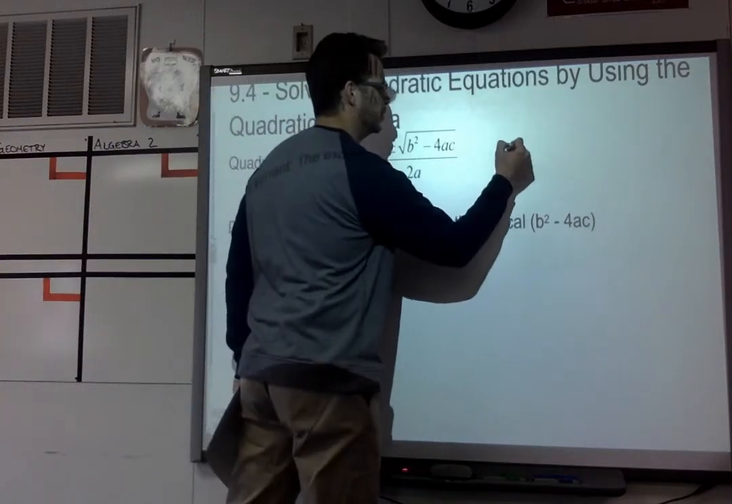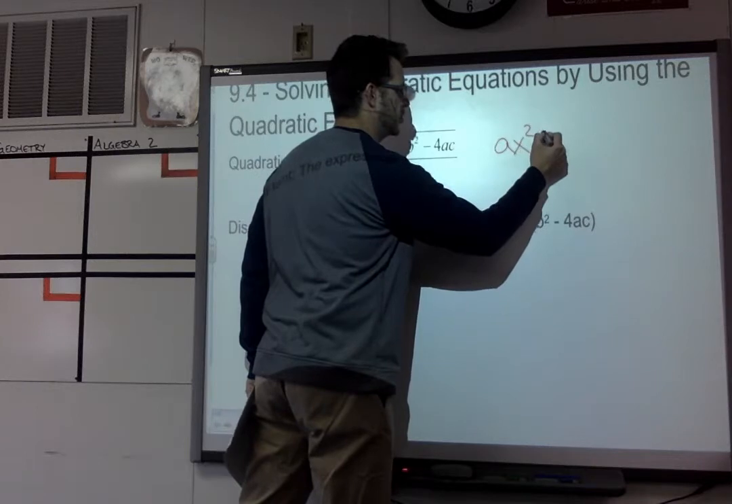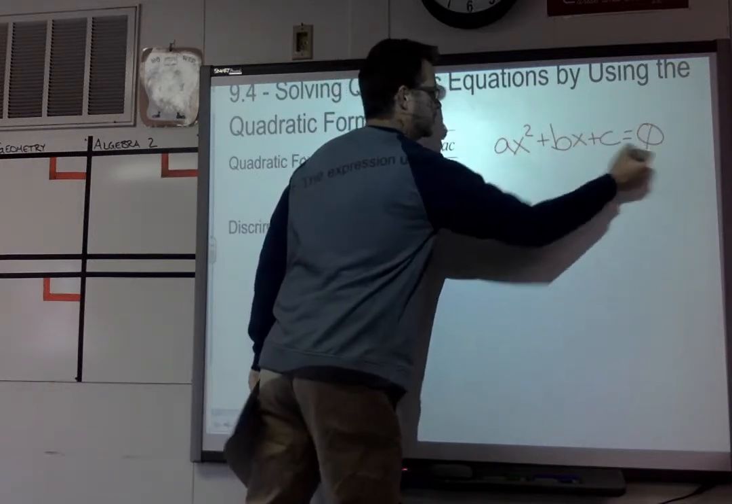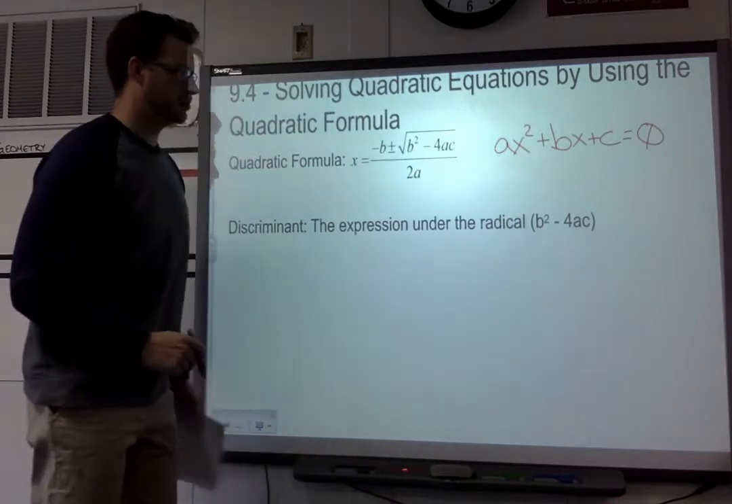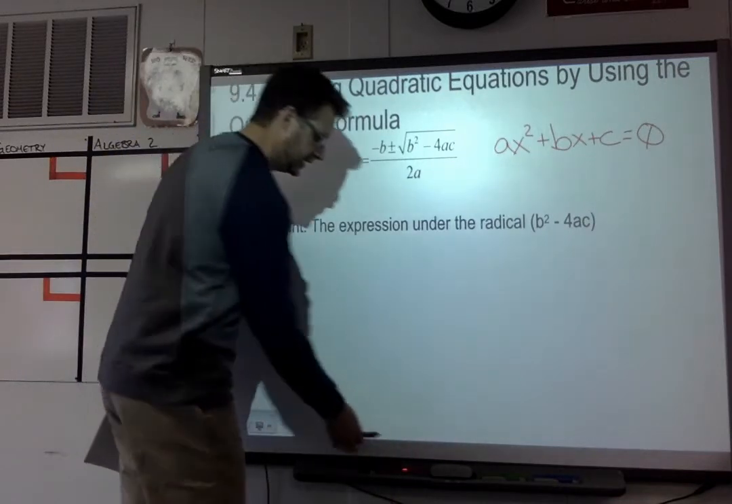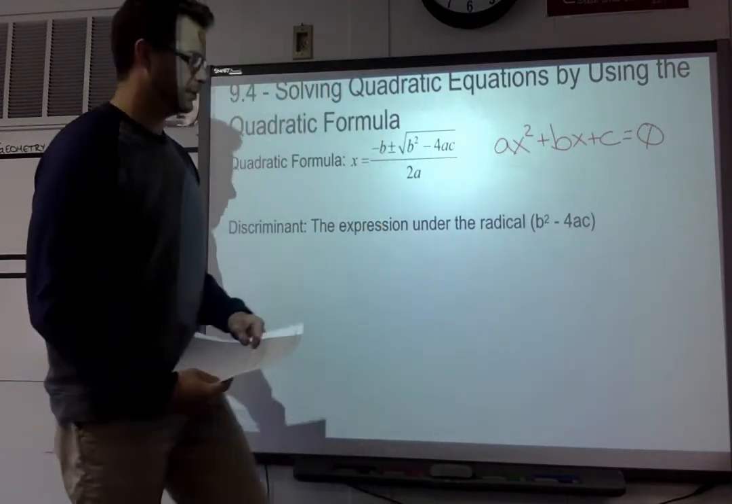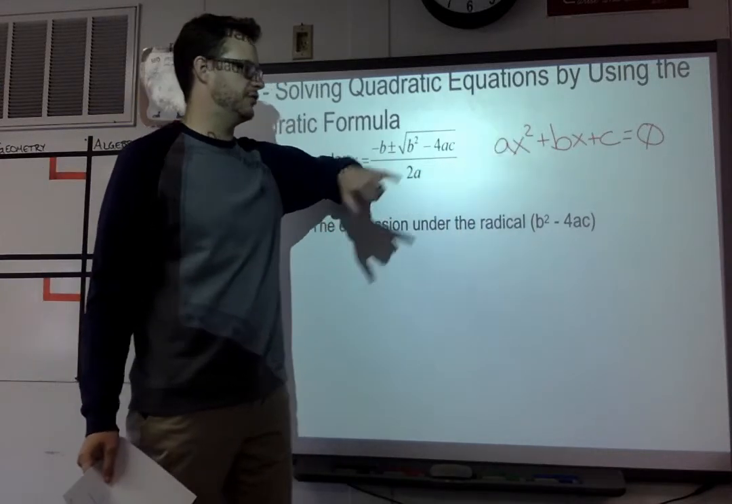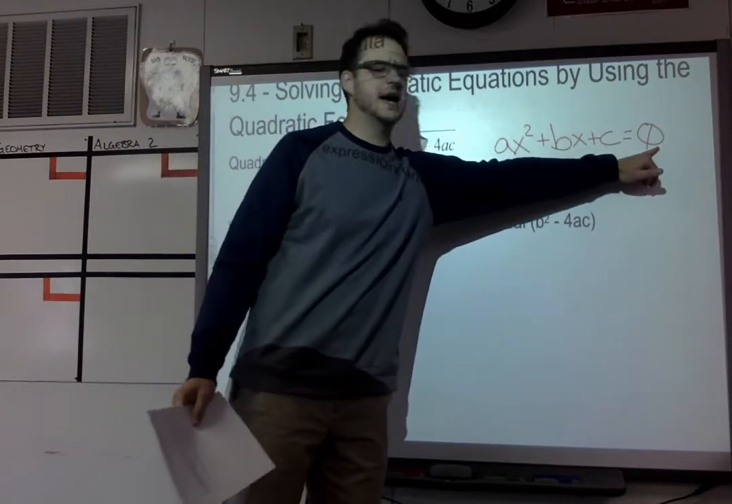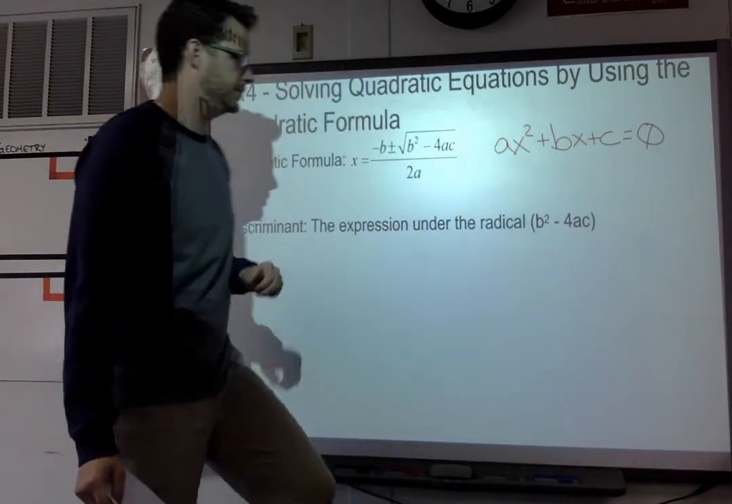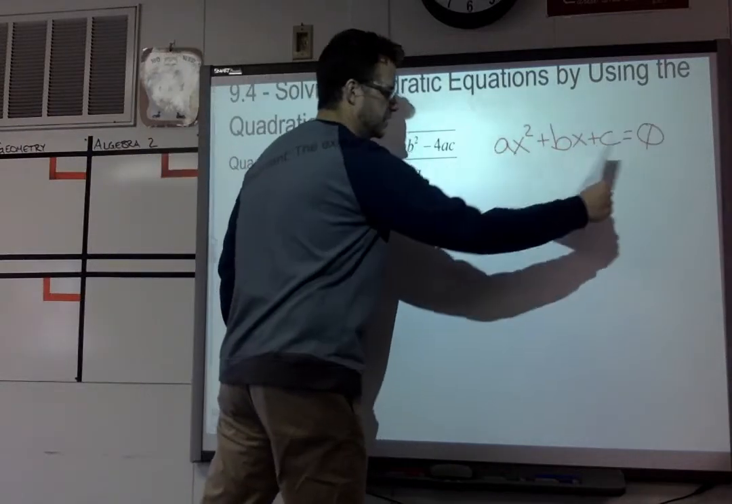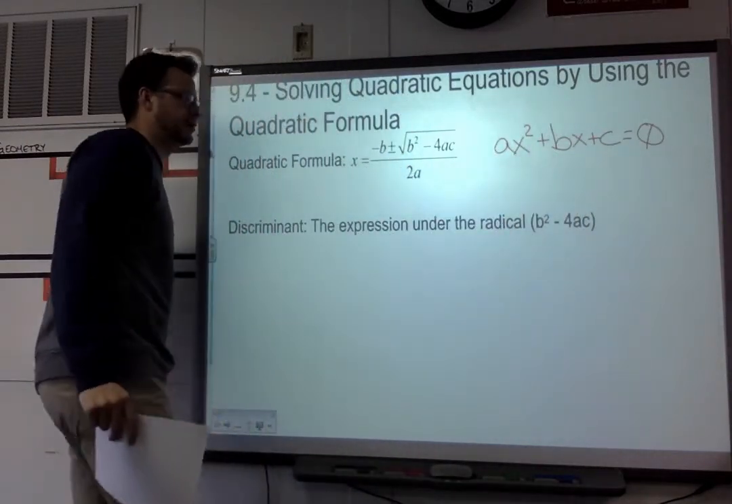Now remember, we're using the standard form of a quadratic equation, where we have ax squared plus bx plus c equals 0. Remember, a couple keys here. A cannot equal 0 because then it wouldn't be a quadratic equation anymore. And everything has to be set equal to 0. So if there's anything on this side, we need to move it over.